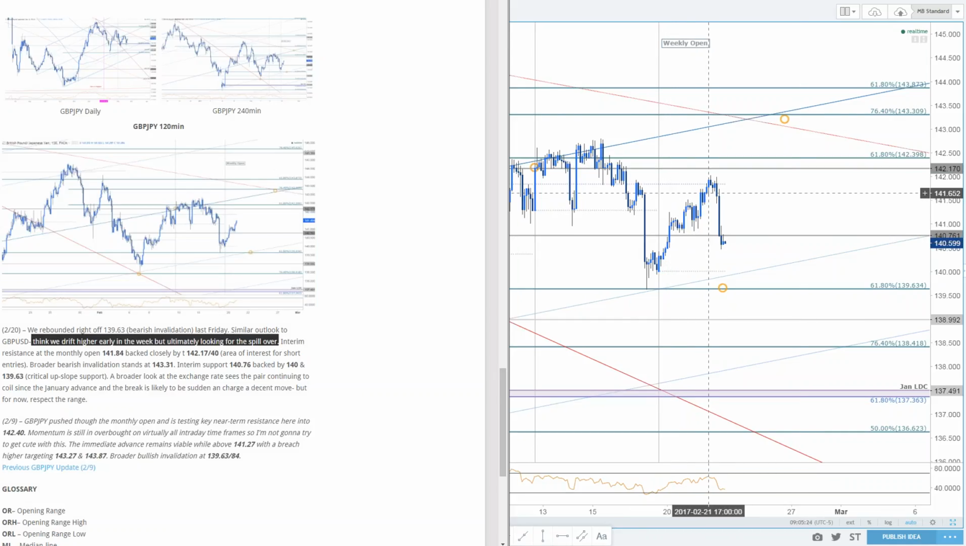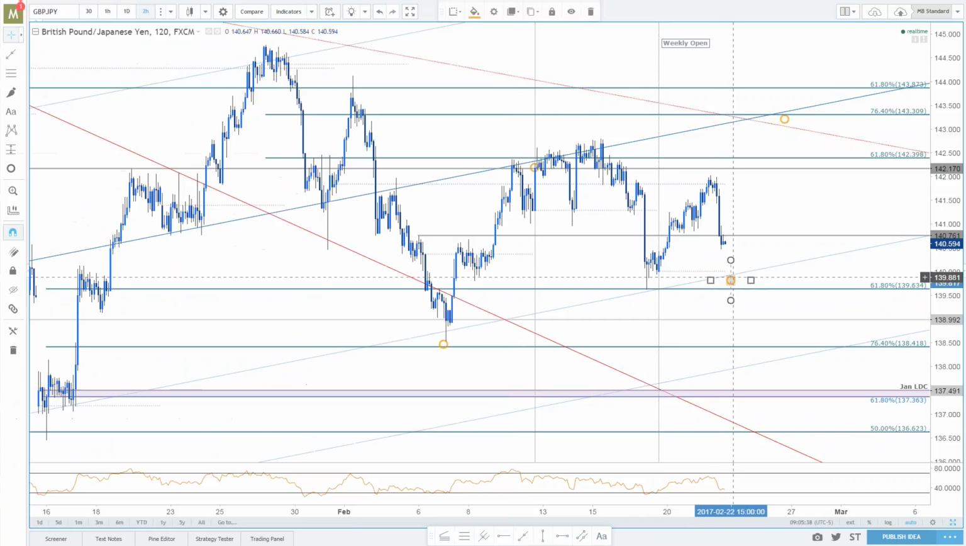It drifted higher into the start of the week. The monthly open saw a little bit of a test of 42, and then this thing just dropped off. Liking the downside, you need to see a break below the weekly open here at 140. That converges on the median line here over the next couple of hours. So if we do see a downside break beyond that, I do like a move into 138.99 and 138.41.